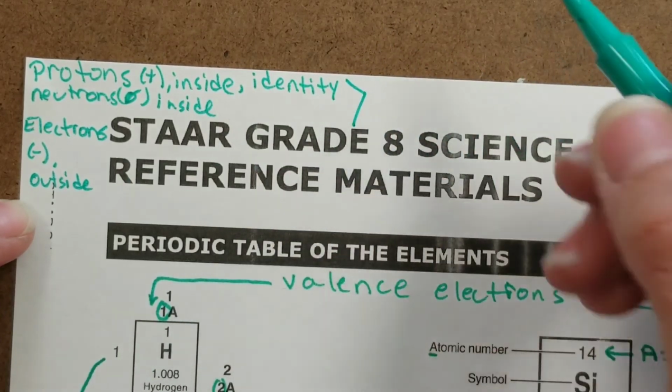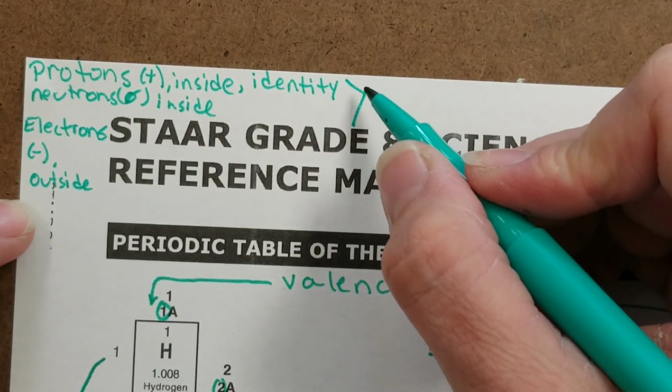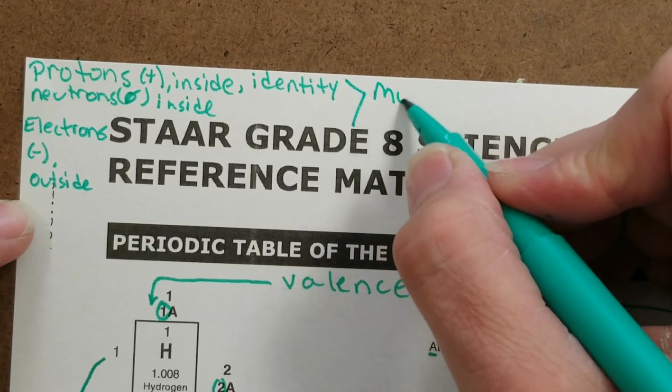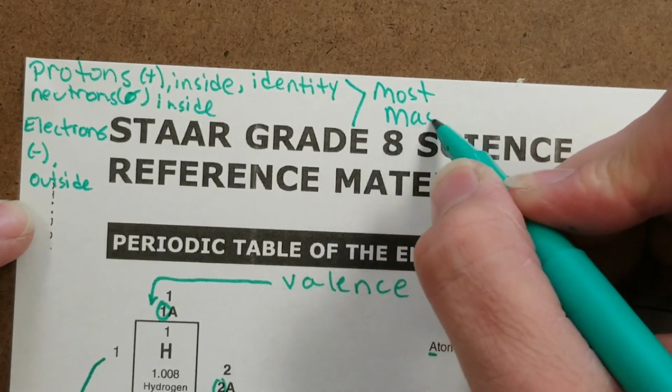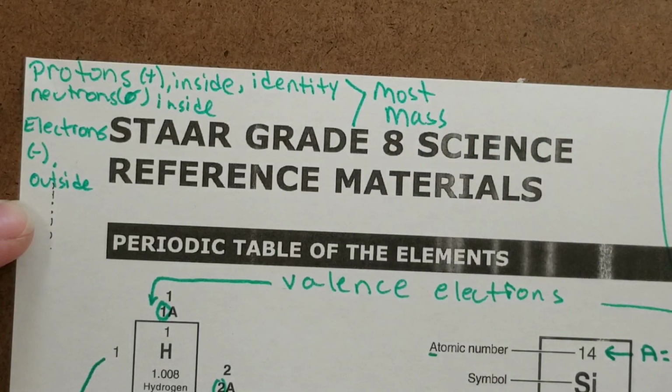I'm going to put a little arrow bracket thing here to remind me my protons and neutrons make up most of the mass. That was an exit ticket. I mentioned that earlier. Protons plus neutrons equals my mass. So that is most of my mass. Those electrons are so small, we really don't care about them when we're figuring out our mass number.